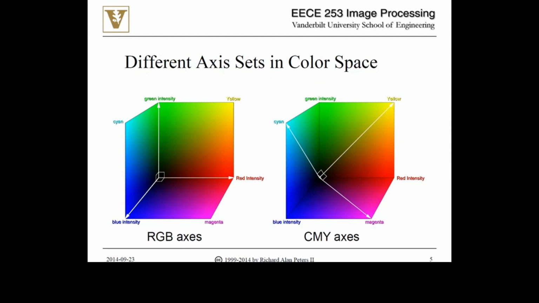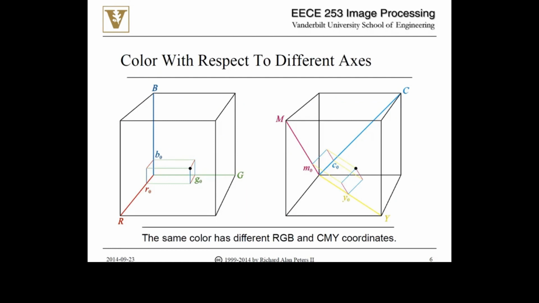So now we know that this is the coordinate axis that we use to display with light. This is the coordinate axis that we use to print on paper. So the same color in the RGB code has some coordinate, while the point is the same, but now in the CMY coordinate system, it has different coordinates. Okay, good.